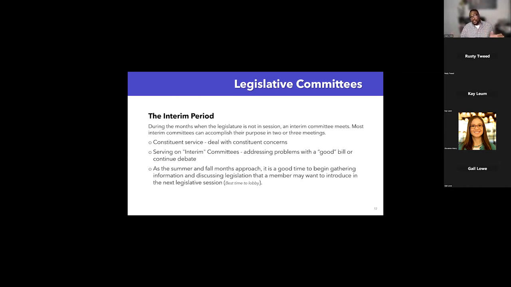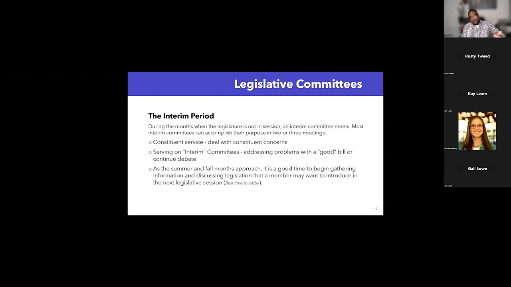Some of the things they deal with during the interim period, again, that's when they are not in session, is constituent services. So they're dealing with constituents' concerns. People from their community are calling them saying, we have a problem with this, or could you do more to help us with this? They're dealing with that. They're serving on interim committees. Interim committees are addressing problems with bills that they have pretty good agreement on, but they want to continue discussion on that particular bill. That's done while they're not in session.